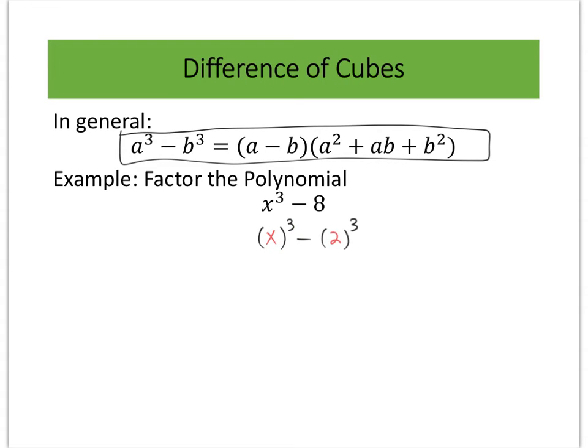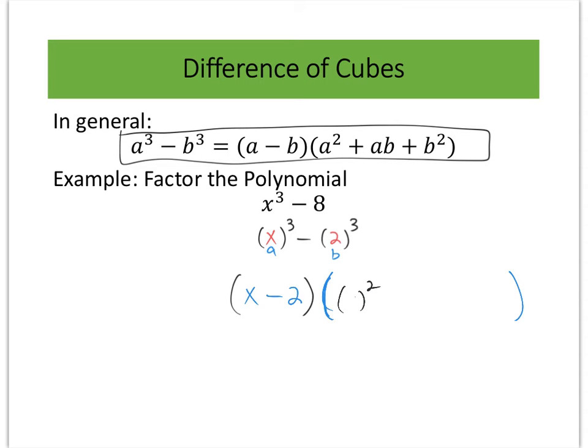So my A is the first thing, and my B is the second thing. So it's going to be A minus B. And if I'm using my formula, it's A take away B. So A is, I'll do it in blue, X take away 2 times, and then we're going to put it all in big parentheses. And then we'll do A squared.